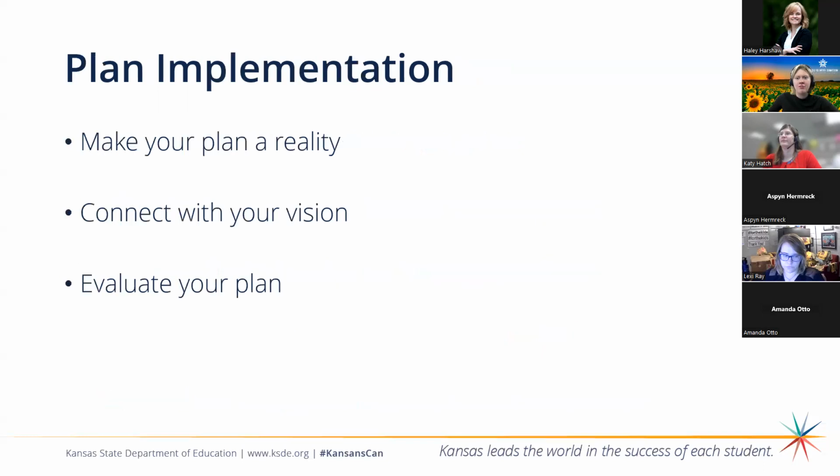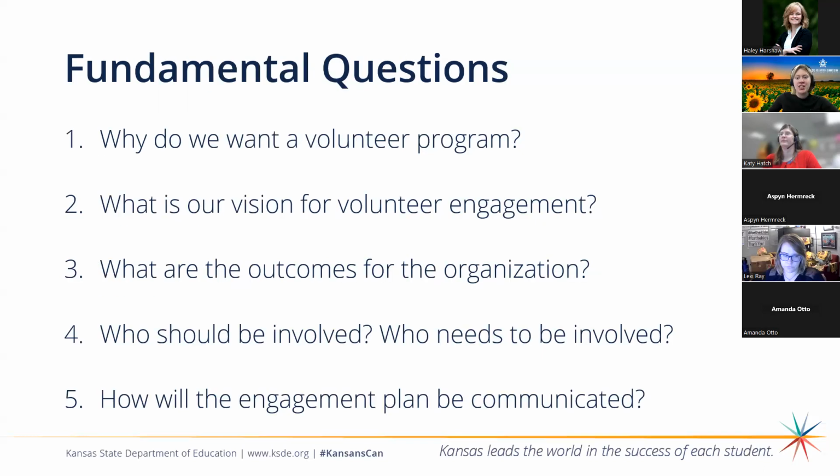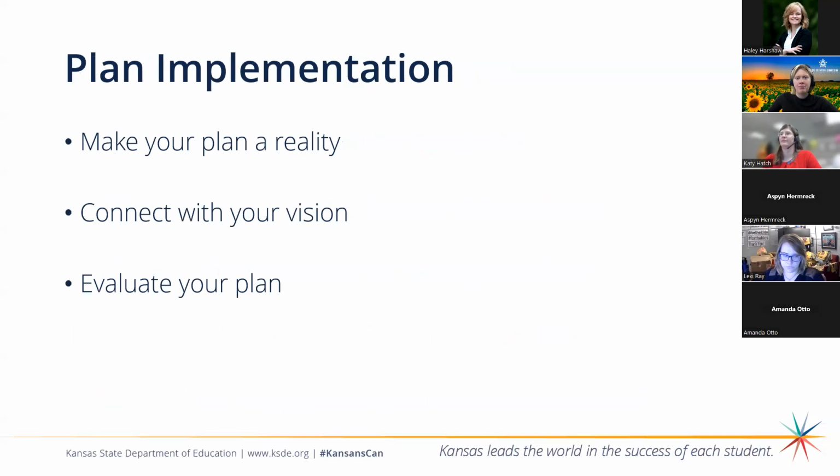So taking all of that information and implementing it into a plan. We need to make our plan a reality by creating work groups or committees to begin identifying the individual actions that will really make this strategic plan a reality. We need to continue throughout this process to connect with our vision. Refer your engagement plan and goals back to your program vision, and remember that it's always okay to reevaluate as your program continues to evolve, where you're headed.